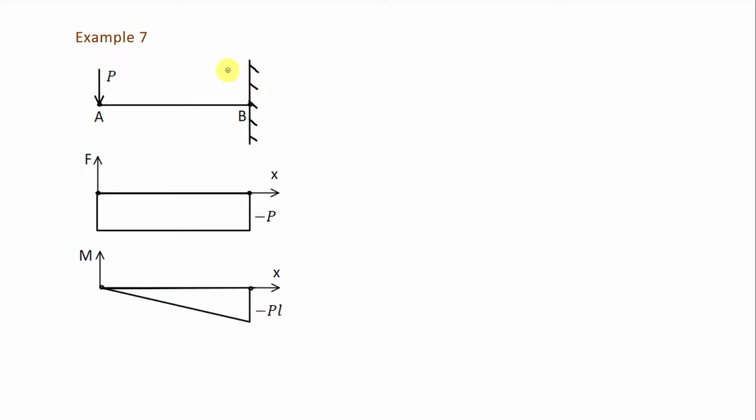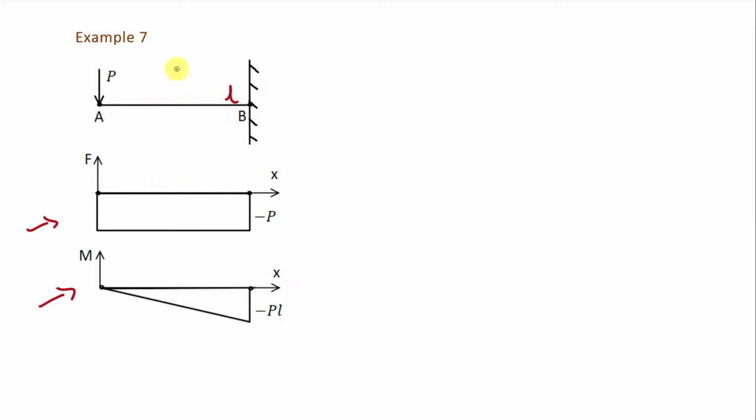Now let us take the next example. In this example there is one cantilever beam AB having length L and we apply point load P at the end A. In this case we want to find out the shear force diagram and bending moment diagram. This is the shear force diagram and this is the bending moment diagram for this example. Now let us understand how to draw these diagrams.